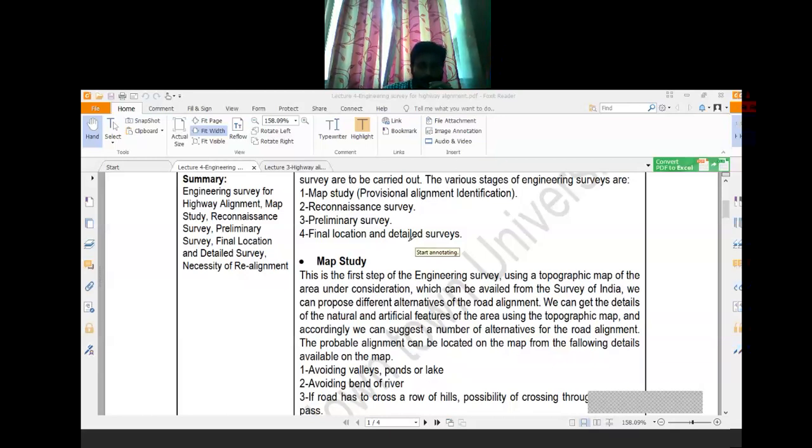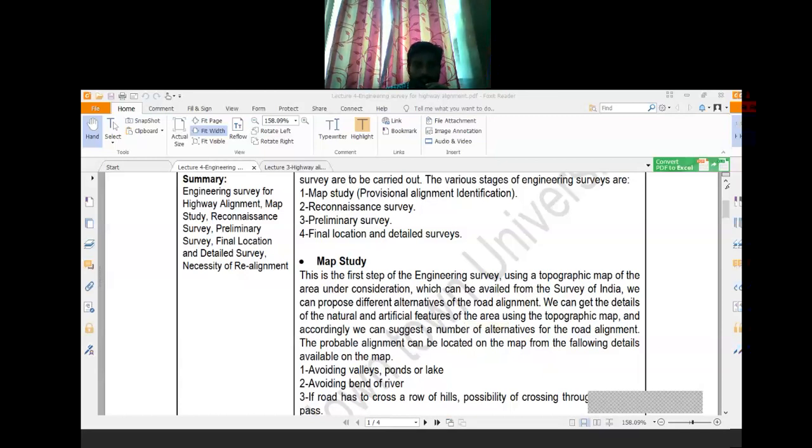Now you can get various details from the map study. These details are generally natural and artificial features of the area, and accordingly you can suggest a number of alternative road alignments. This is a very preliminary study, so you do not need to go to the field. You just look at the topographical map, and after that you decide about different alignments. There are different points which you need to consider.